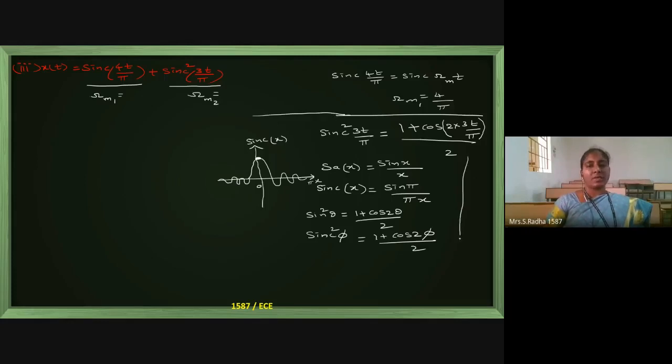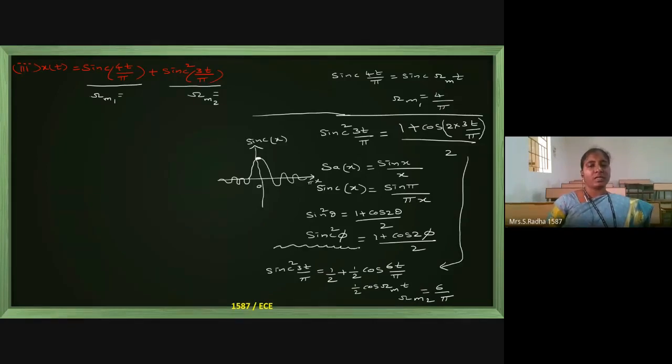And from here I will equate. 1 by 2 is a constant. Next is 1 by 2 cos 6t by pi. This is the given sinc square 3t by pi. The first term will not give any maximum frequency; the omega value will not come from the first term. For the second term, this is half cos omega m t that you have to consider. So from the second term, omega m value is 6 by pi.